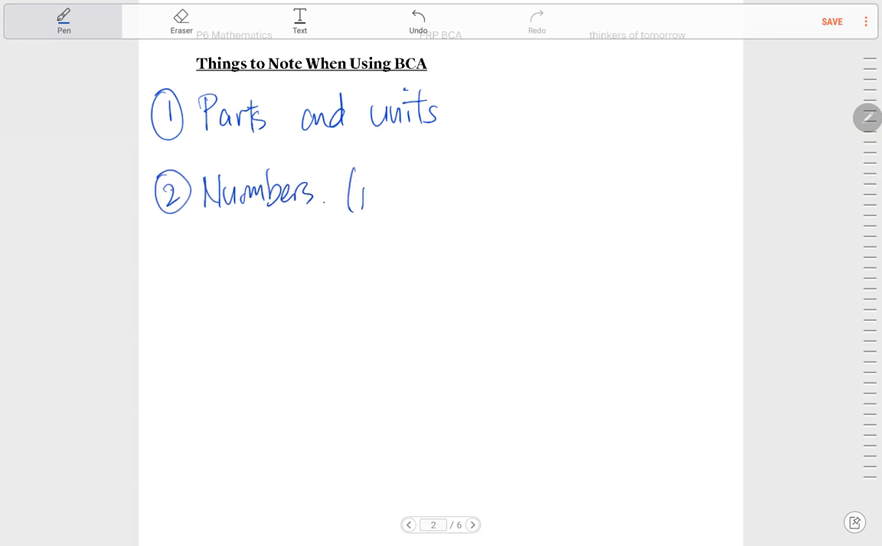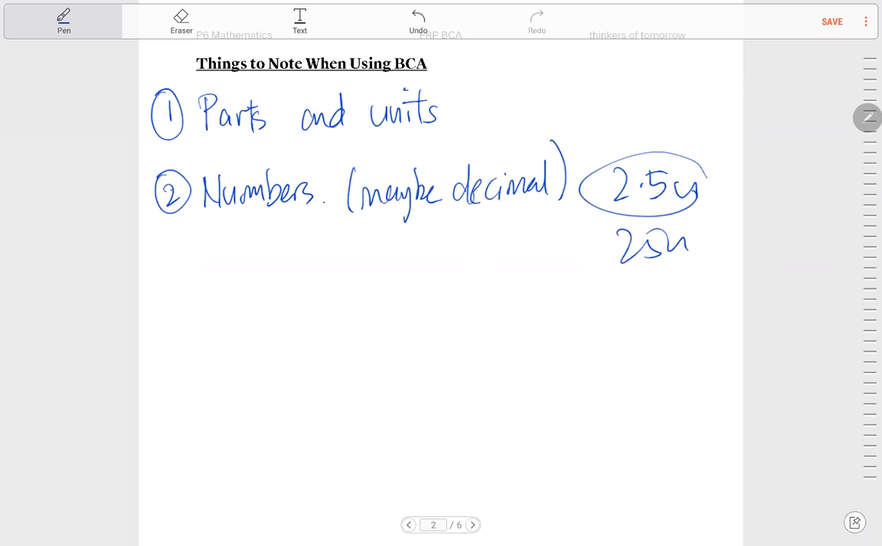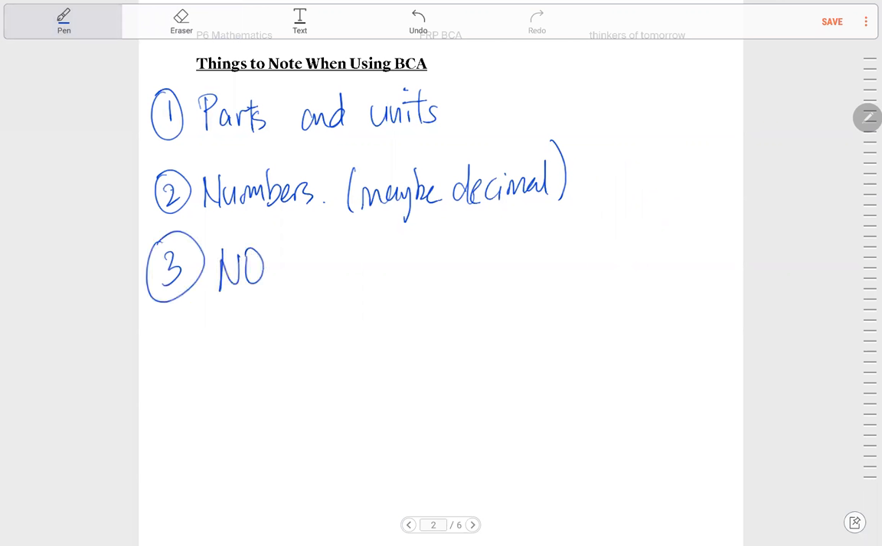Okay, maybe decimals. So as far as possible, I will not encourage the use of decimals, for example, 2.5u, okay? As far as possible, I will not encourage this because you can simply multiply everything by 10 to work with 25u. But some of you, if you are good at dealing with decimals, you can use decimals if you want to, okay? What do I not want to see, right? No fractions, no percentage.